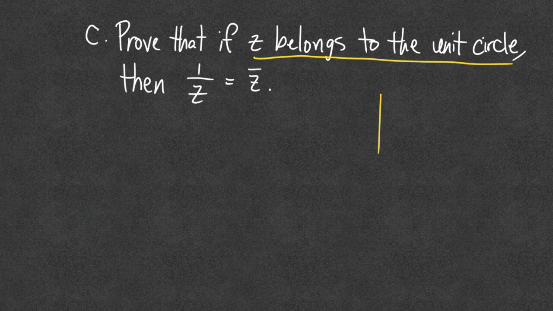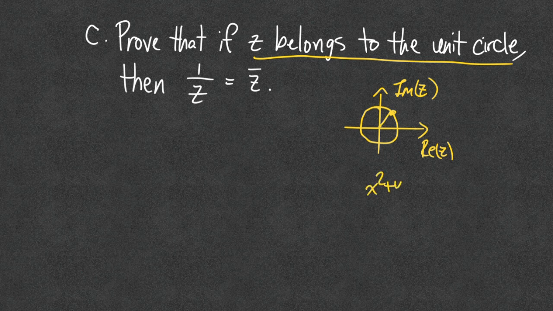Well, it means graphically, if we have the real part of z here and the imaginary part there, the unit circle is going to look something like this, and we're saying that the complex number z is just some arbitrary point on there. Well, remember that the equation of this unit circle was x squared plus y squared equals the modulus squared. And so if z belongs to the unit circle, this equation has to read that the modulus of z squared must equal 1.